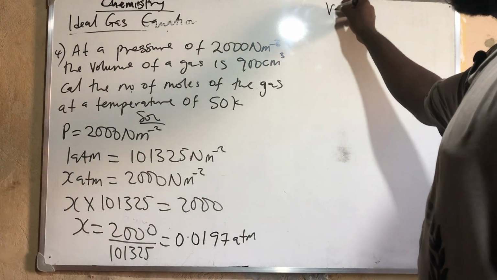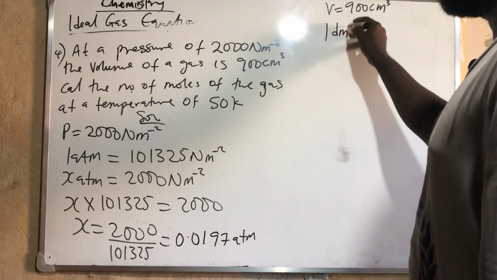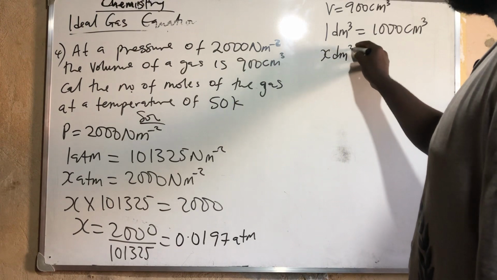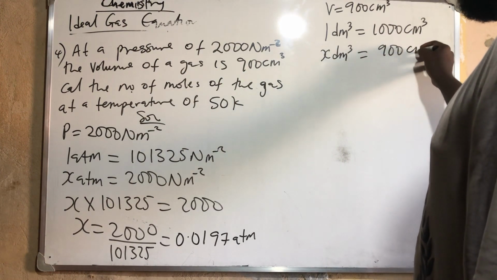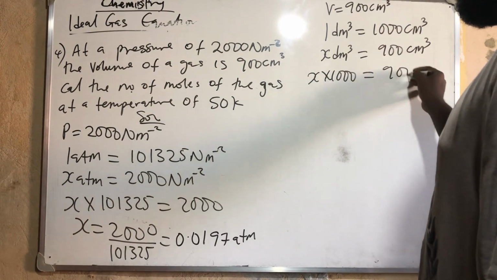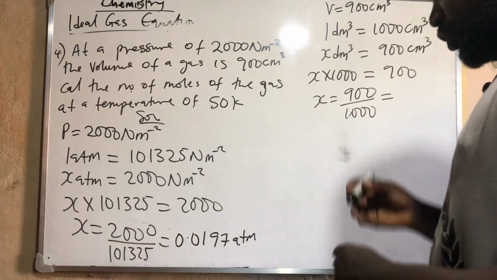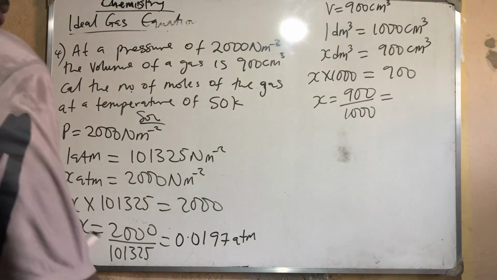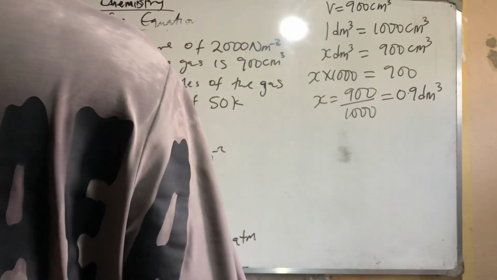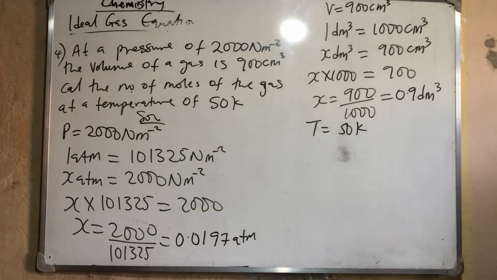So the next thing they gave us is volume, 900 cm cube. We need to make it to be in dm cube. I know that 1 dm cube is equal to 1000 cm cube. So x in dm cube is equal to 900 cm cube. Cross multiply: x times 1000 is equal to 900. So my x will be 900 divided by 1000, which gives 0.9 dm cube. Which other thing did they give us? They gave us temperature in Kelvin, 50 Kelvin. So they didn't want to stress us there.